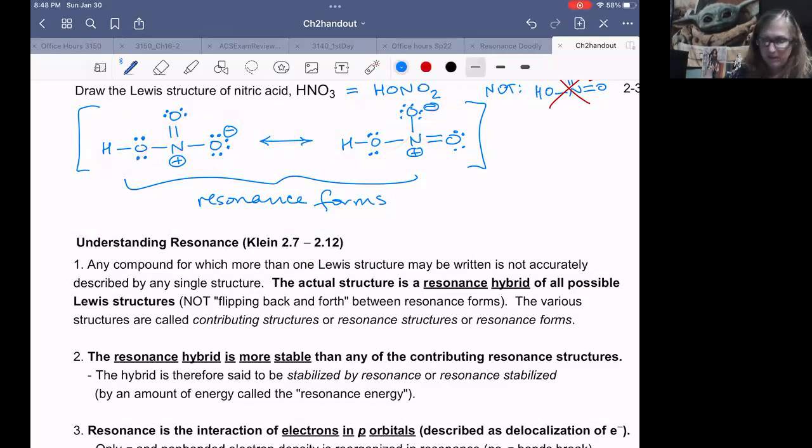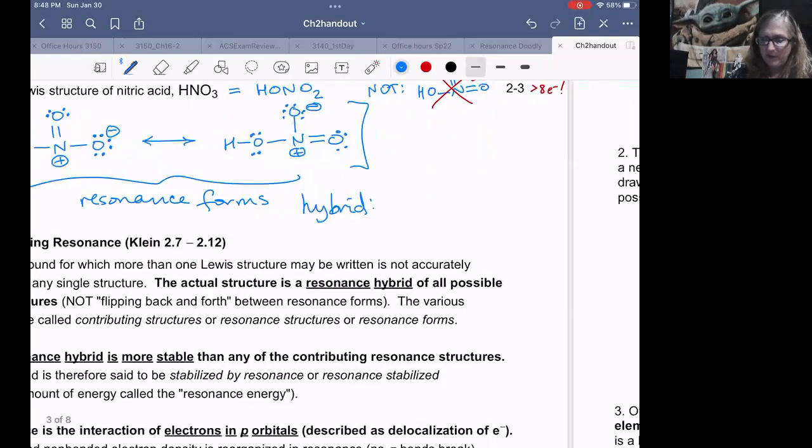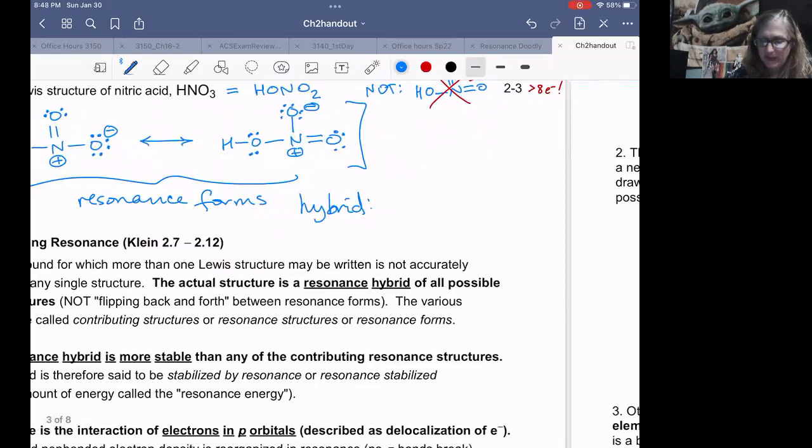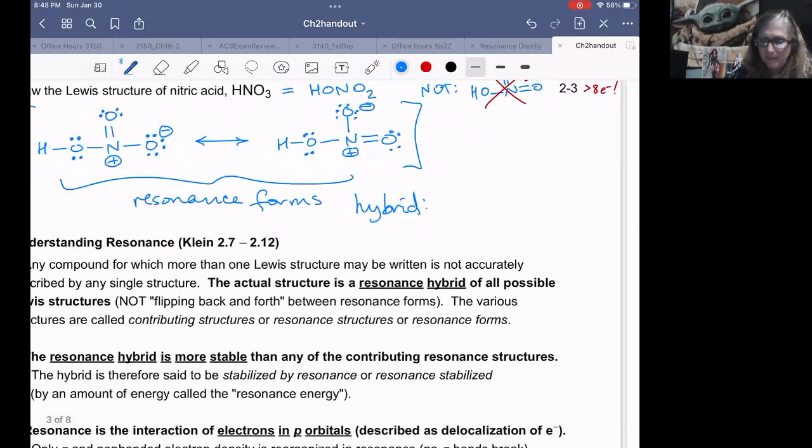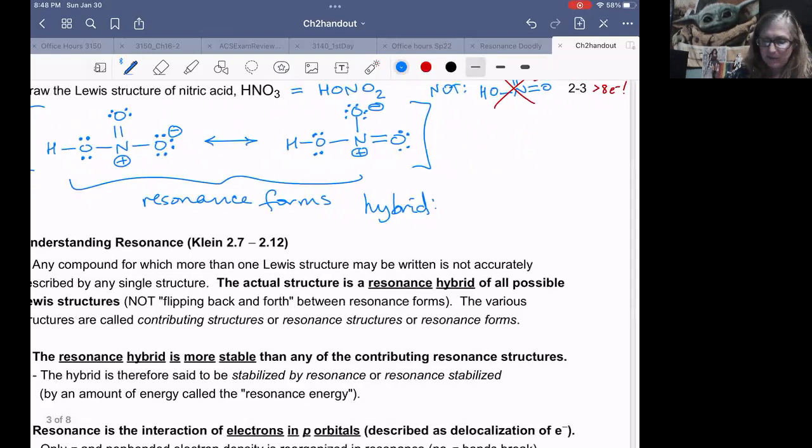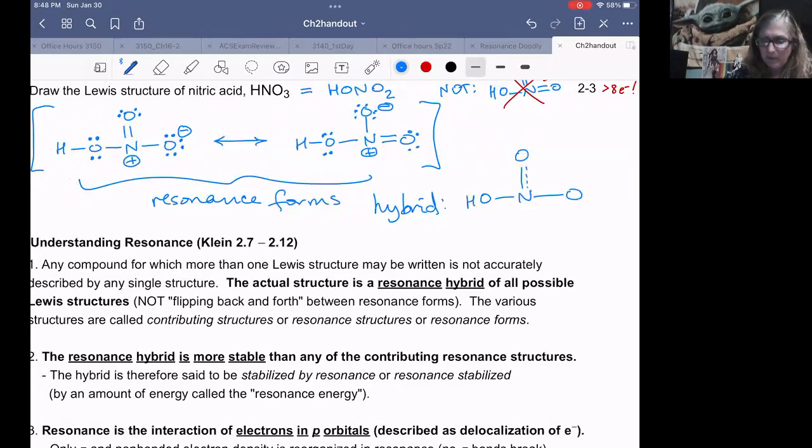So what does that resonance hybrid look like? The actual structure, the best representation of nitric acid, would show a partial double bond from nitrogen to both oxygens. So the real bond is not a single bond, it's not a double bond, it's somewhere in between. It's like a bond and a half. Okay, and the nitrogen has a positive charge, but the negative charge is delocalized. It's shared between both oxygen atoms.